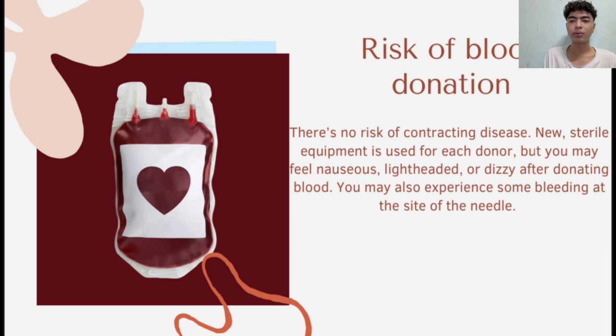If any of these symptoms occur for a longer period of time, I recommend you go to the blood center that you went to donate your blood and contact them and tell them about your symptoms.